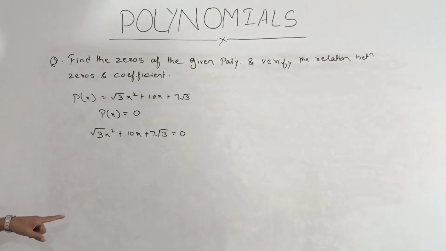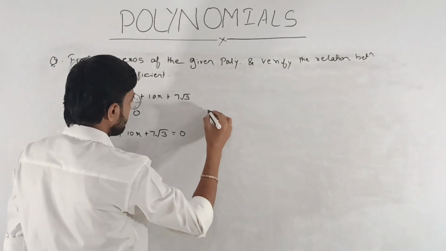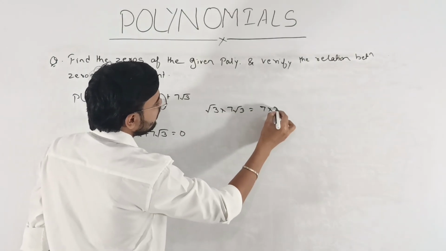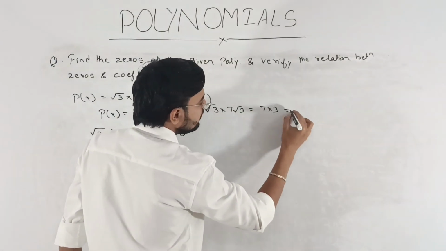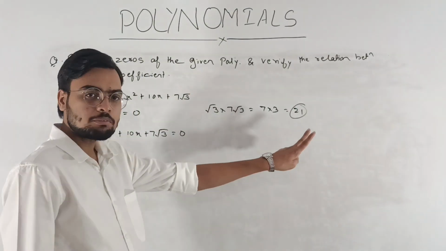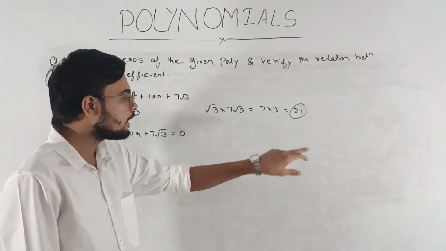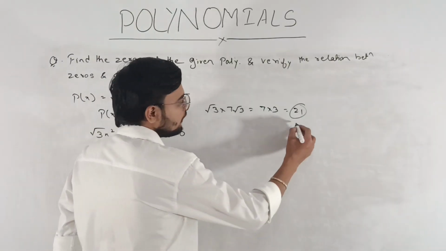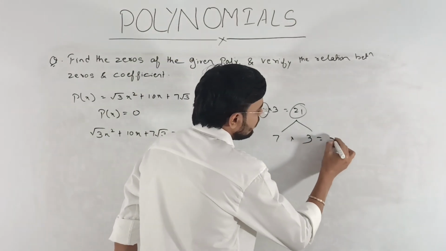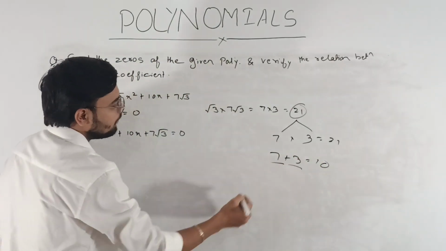Now next step, multiply the constant term and the coefficient of x square. So multiply root 3 into 7 root 3. What do we get? 7 into 3, since root 3 times root 3 becomes 3. Then 7 times 3 is 21. Now we have to break 21 into two terms such that if we add or subtract these two terms, we get 10x, and after multiplying these two, we get 21. So we break 21 into two terms, 7 and 3. 7 times 3 is 21, and 7 plus 3 is 10.